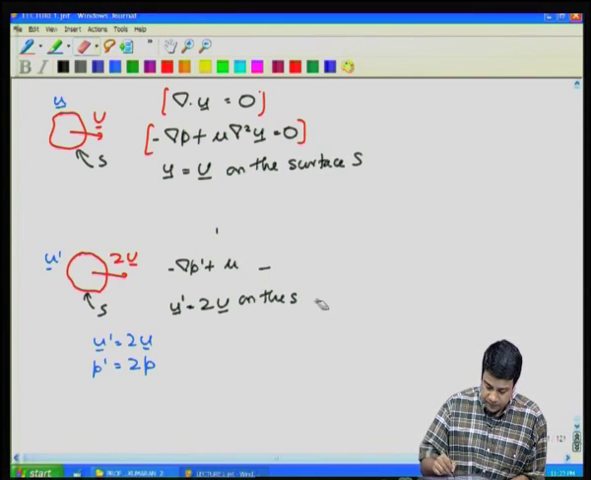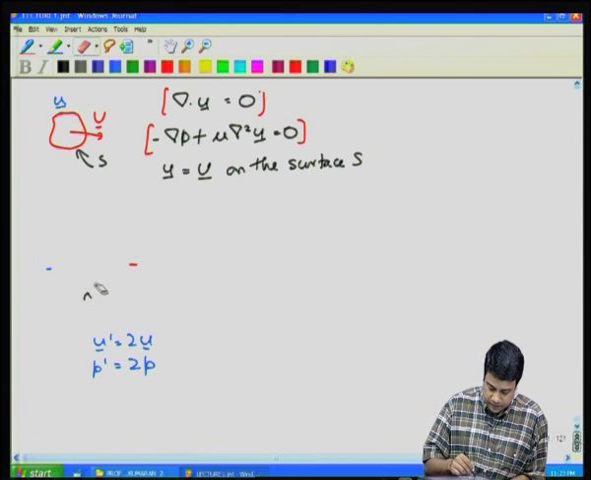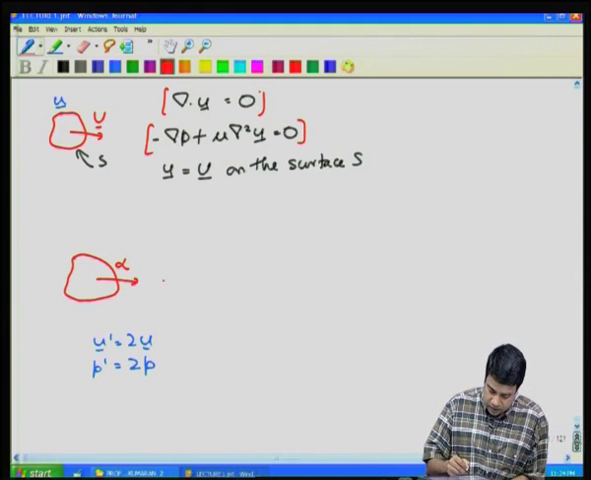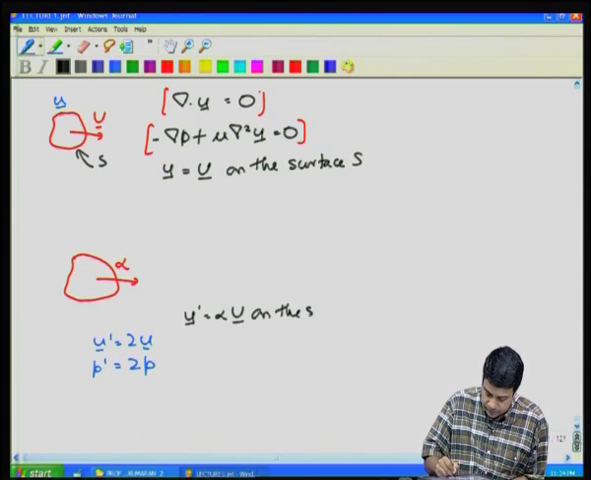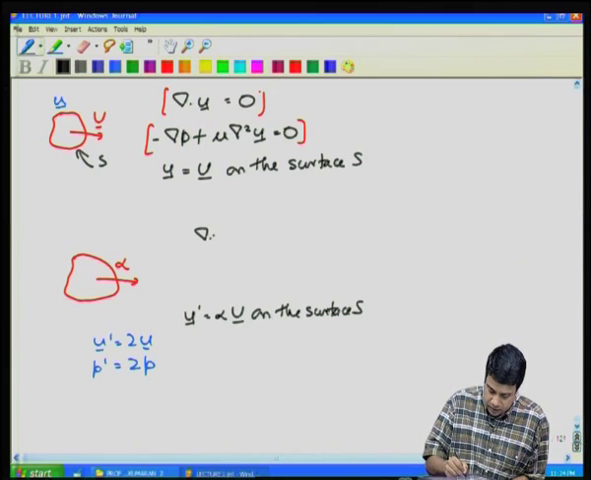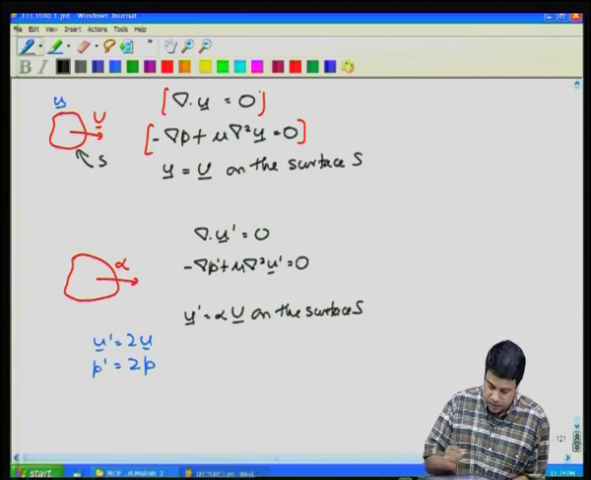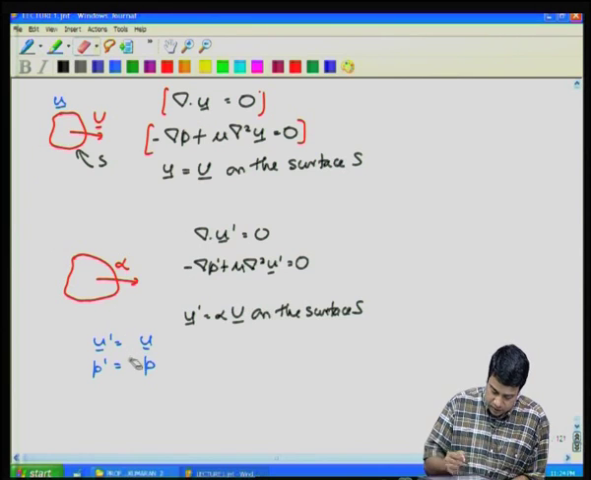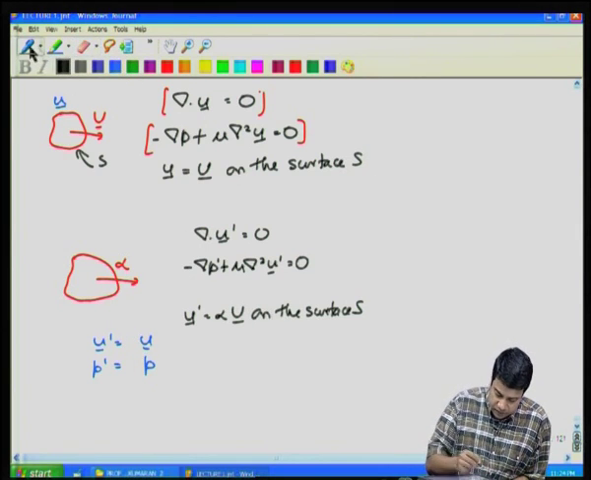So, for example, if I take a configuration where instead of just taking the velocity and multiplying it by a factor of 2, I take that same object and multiply it by any factor, some factor alpha, so that the velocity u is equal to alpha times U on the surface S. And the equations are once again the same, del dot u prime is equal to 0, minus grad p plus mu del square u prime is equal to 0 within the fluid. And you can easily see that the solution is one where the velocity and pressure are both multiplied by the same factor alpha at each point within the fluid.